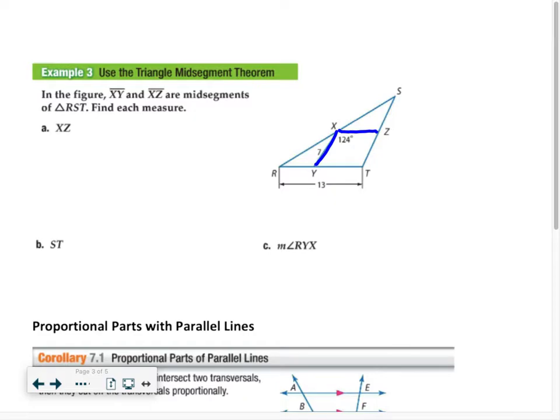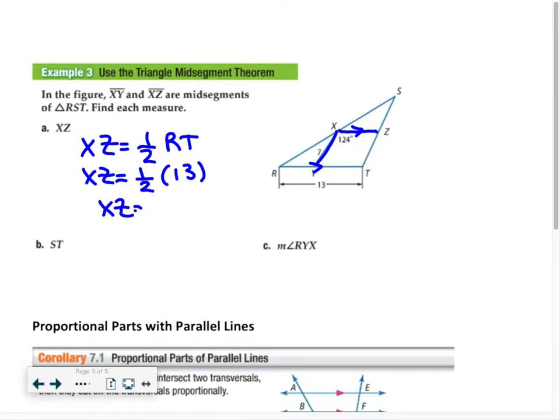All right, so XZ is going to be parallel to RT because it's a mid-segment. And then the mid-segment theorem tells us that XZ is equal to 1/2 of that segment that it's parallel to, RT. Well, RT, it appears, is 13, so XZ is 1/2 of 13, which is 6.5. So XZ is 6.5.